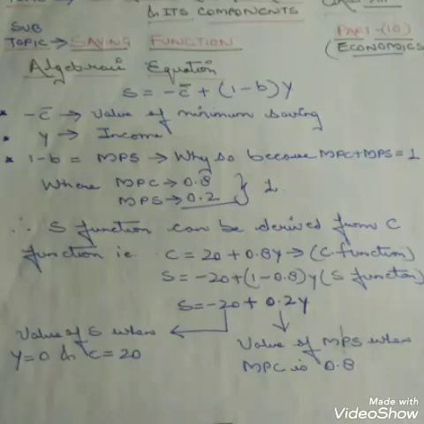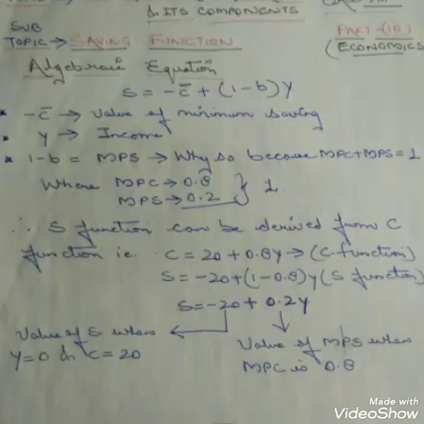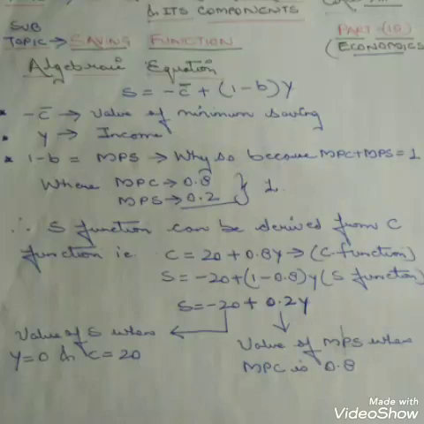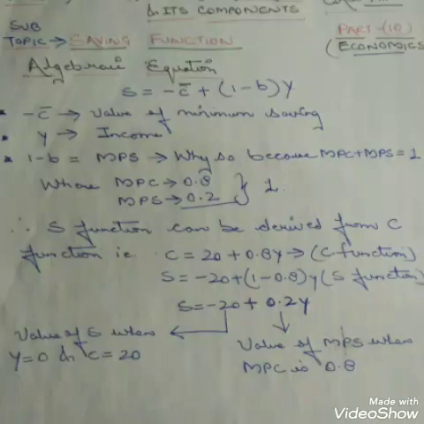1 minus B, if we talk about BY, what are you supposed to do? 1 minus 0.8, that was your MPC. So S equals minus 20 plus 0.2Y. So where minus 20 is the value of S when Y was 0 and C was 20, and 0.2Y is the value of MPS when MPC is 0.8.